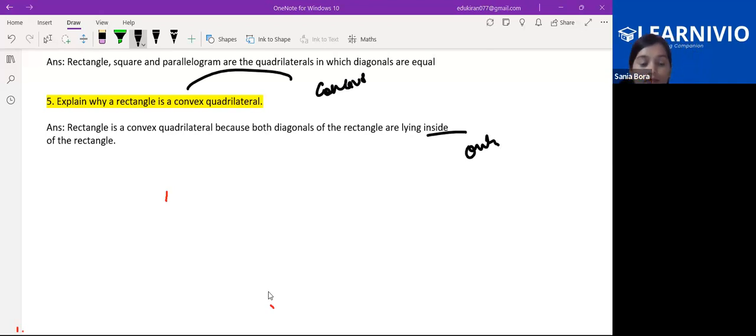Ma'am, concave means inside, right? Concave, like in a concave mirror? No, you don't have to think of that. That's a mirror concept, not this. Okay, caves are inside the house or outside? Outside, na? In science, concave is like this, inside, and convex is like this, outside. But over here we are not talking about mirrors. We are only talking about the angles, the diagonals. So concave are outside, convex are inside.